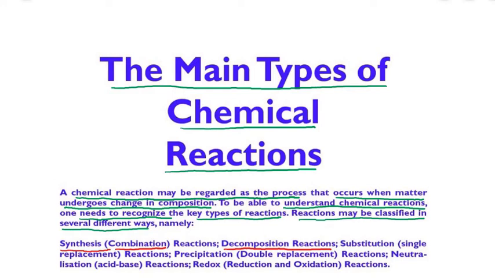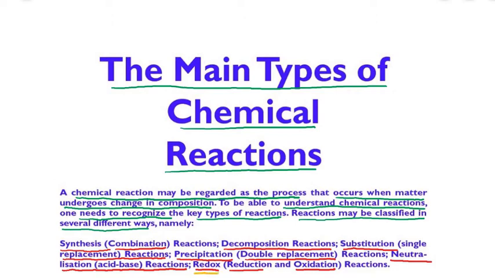The next one is substitution, in terms of single replacement reactions. The next one is precipitation reaction, which is nothing but double replacement reactions. And lastly, neutralization reactions, which are nothing but acid base reactions. And the last one is redox reaction. It is the term which combines both terminologies, reduction as well as oxidation, simply termed as redox reaction. Is it clear, students?